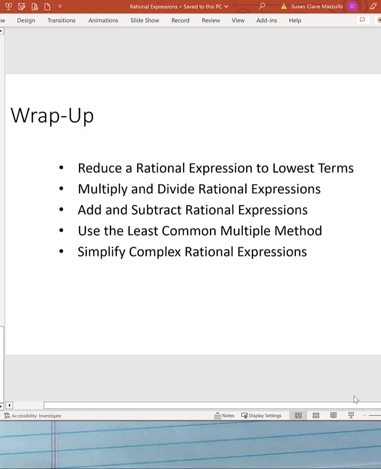Here's our wrap up. We reduced a rational expression to lowest terms. We multiplied and divided rational expressions. We added and subtracted them. We used the least common multiple method. And then we simplified complex rational expressions.